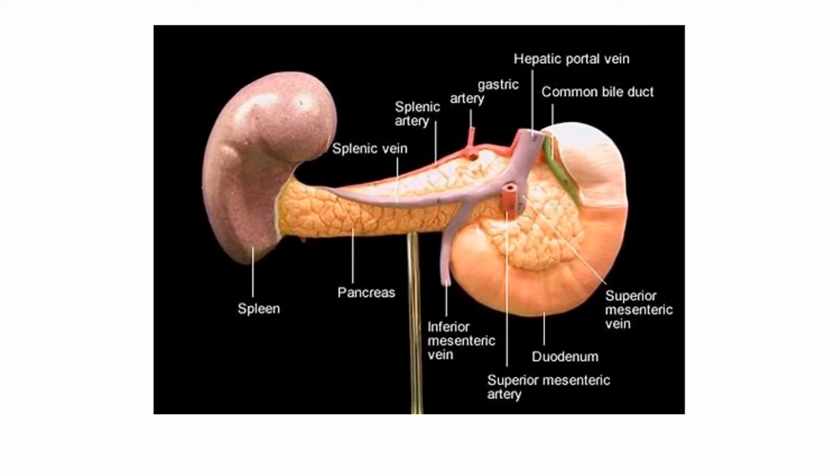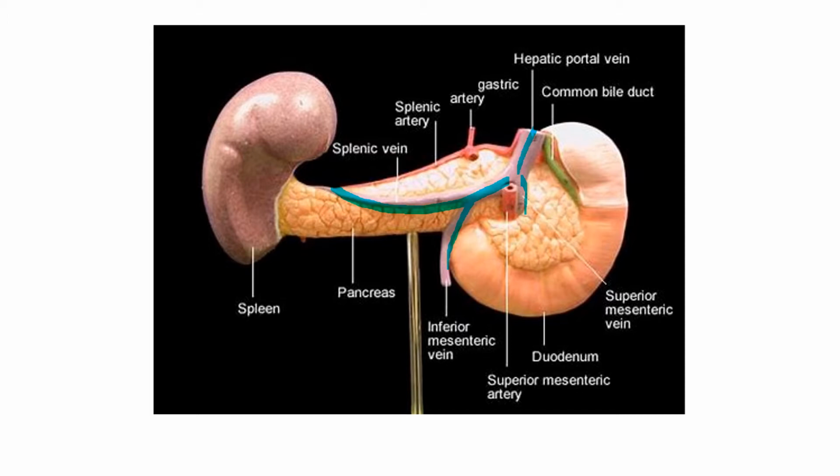This is the same model, but from a posterior view. Here's our hepatic portal vein, and I told you it turns into the hepatic portal vein once we have other veins merging from the abdominal cavity, like the inferior mesenteric vein, superior mesenteric vein, and here we have the splenic vein coming over. So once all those veins converge, it goes up into the porta hepatis. That's a fancy way of saying the entrance into the liver, through the hepatic portal vein.